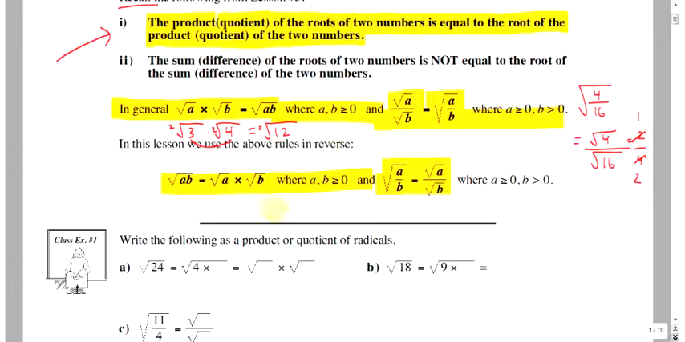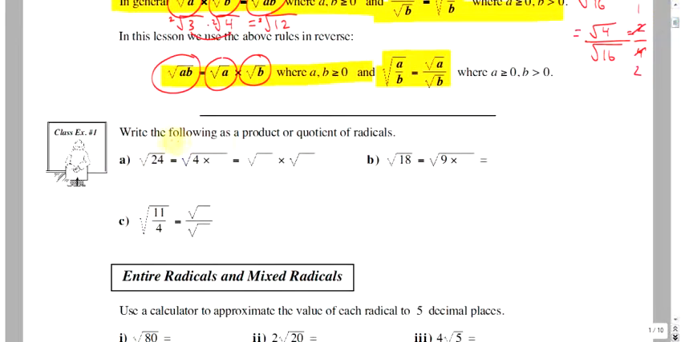Okay, so if they're separate, we can combine them into 1 radical. If they're combined, if it helps us, we can split it up. And yes, it's going to help us. That's what we're doing today, working with this. Write the following as a product or quotient of radicals. Here we have a single entire radical. We want to split it up into a product. That means product of radicals.